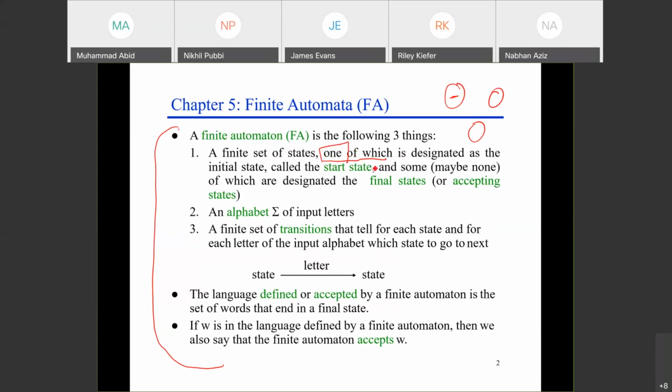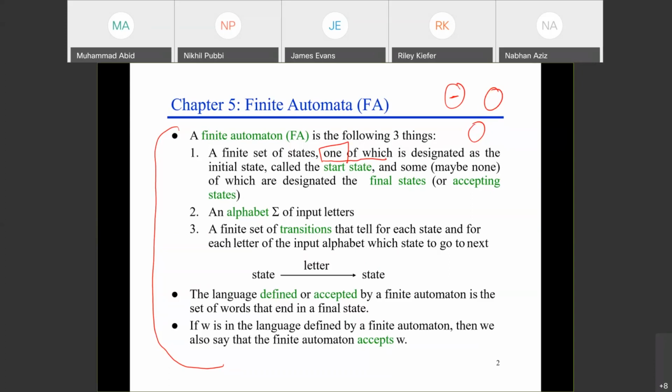Called the start state, and some, maybe none, of which are designated the final states. So it might be you have final states, and how do you represent the final state? By the plus sign. Might be you have one final state, might be you have more than one final state, might be you have no final states. And this is a valid FA.